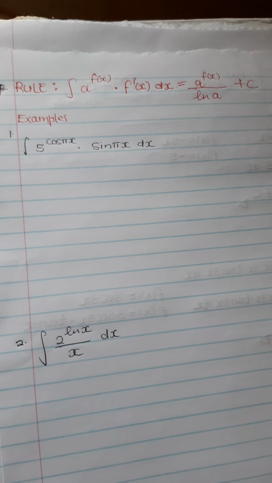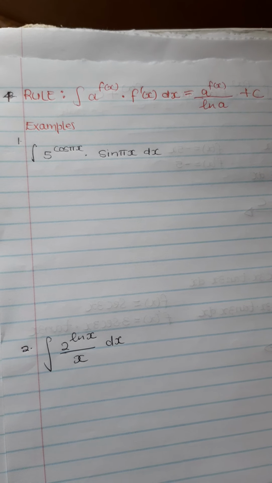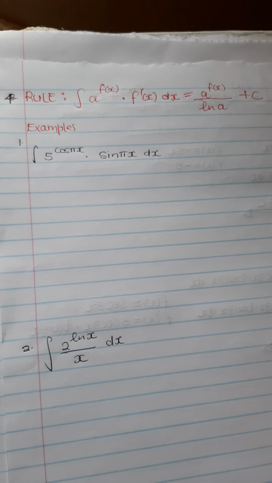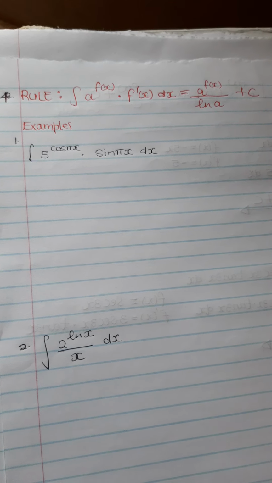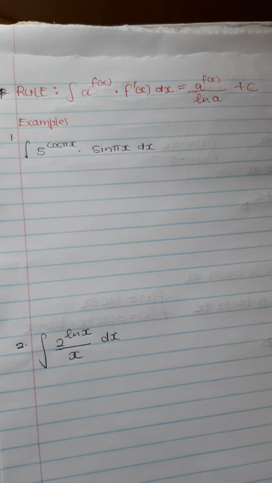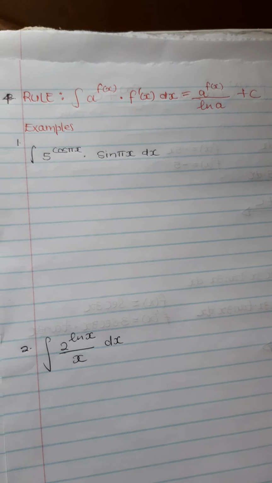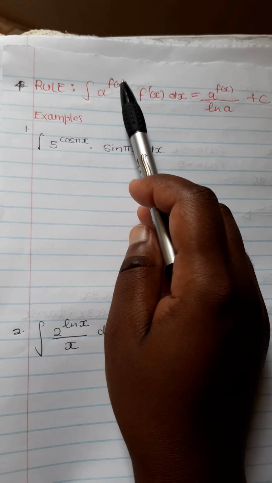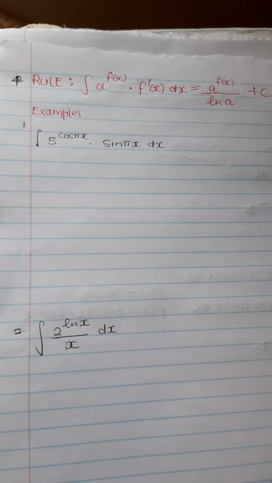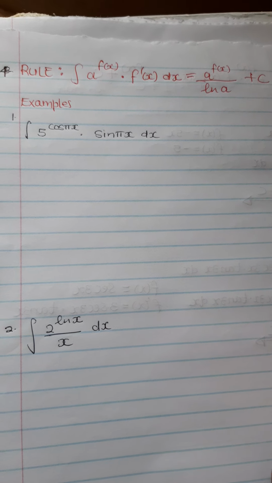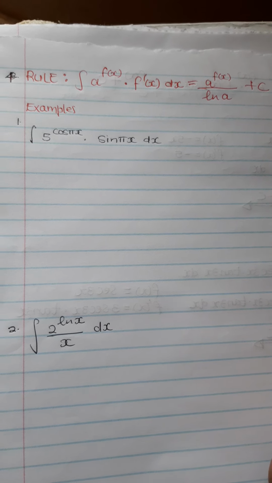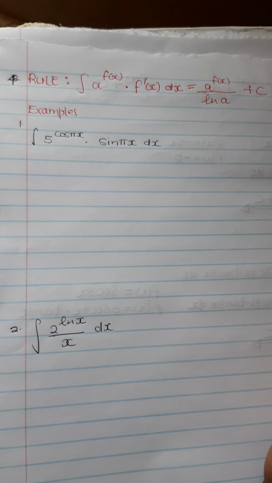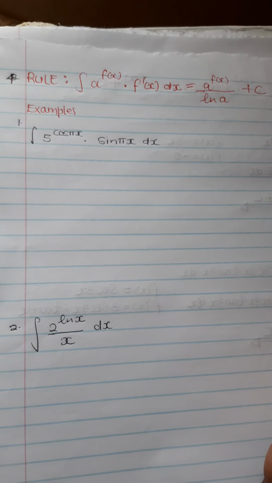Right. So this one says that the integral of a to the power f of x times f prime x dx is equal to a to the power f of x all over ln a plus c. So it means that in order for you to apply the rule, this has to be the derivative of whatever is the power of a. Right, let's look at the example. So we have the integral of 5 to the power cos pi x times sine x dx.